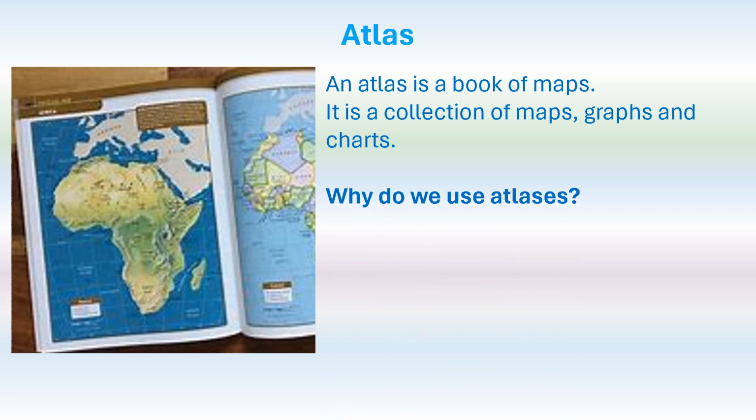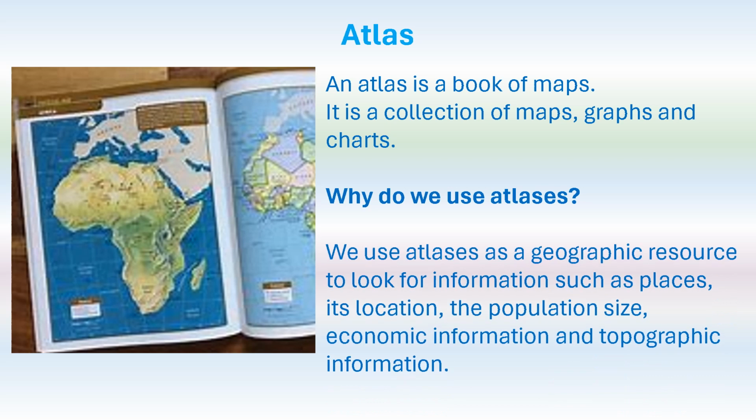Now we use atlases because we want to find out information about places, its location, the population size, geographic information, and also topographic information. Now, we also have something called GPS. Now, GPS is basically an online map, which is very resourceful. But you also need to learn how to use an atlas in case the internet shuts down. Hopefully it won't, but just in case.